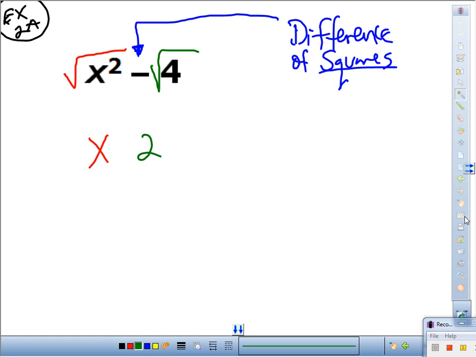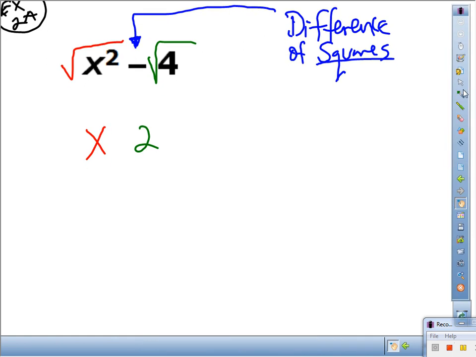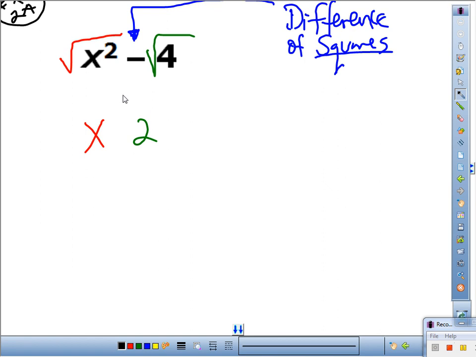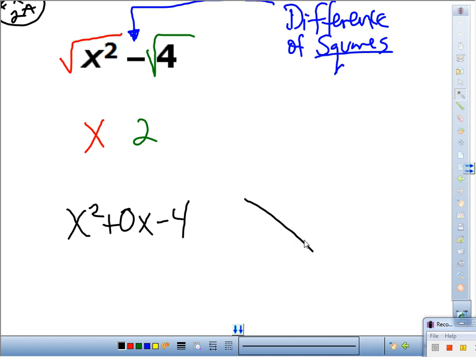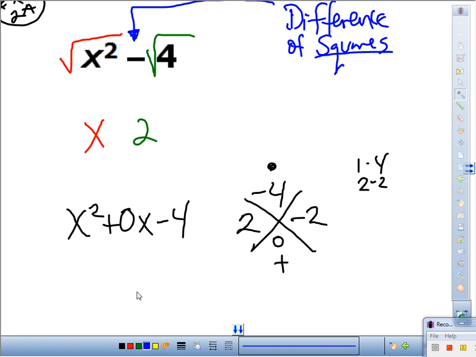Ready? Check this out. It's in the other way. Yeah, the way we've been doing it before. So what do you guys notice is missing here in the middle? A variable, is that correct? So I would write it as x squared plus 0x minus 4. Do you agree with that? Okay. Negative 4 goes on top. Yes. What goes on the bottom? 0. Factors of 4 are 1 times 4, 2 times 2. So it seems like what number can I add or subtract to give me 0? 2 and negative 2.